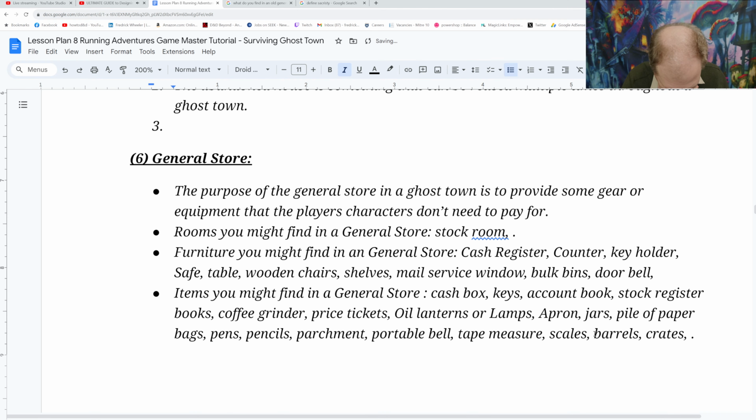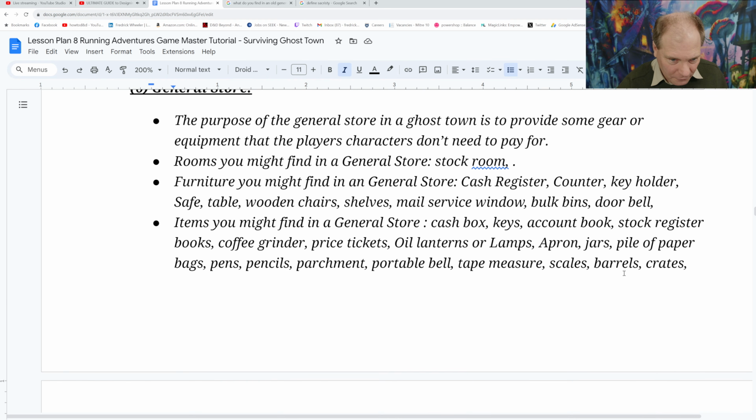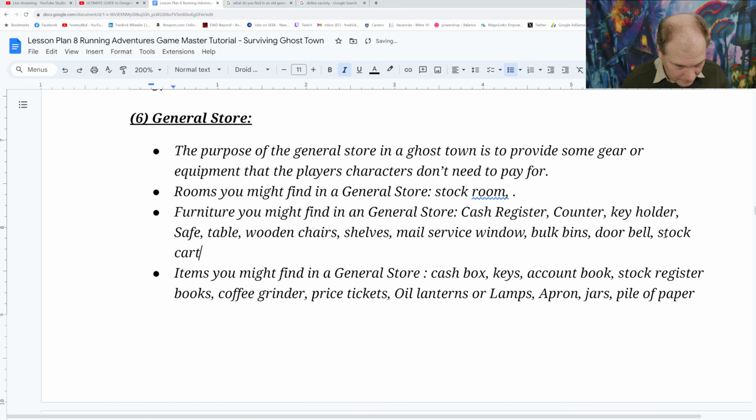Okay. A stock cart. I believe you are right. Shopping baskets. Almost, yes, that might well be a thing too. Yes, let's do that. Shopping baskets. A stock cart. I agree. It's probably more furniture though, because it's going to be quite large. Stock cart.